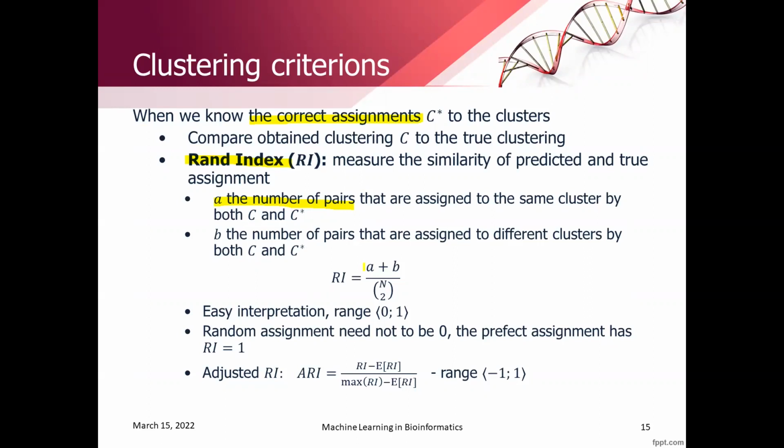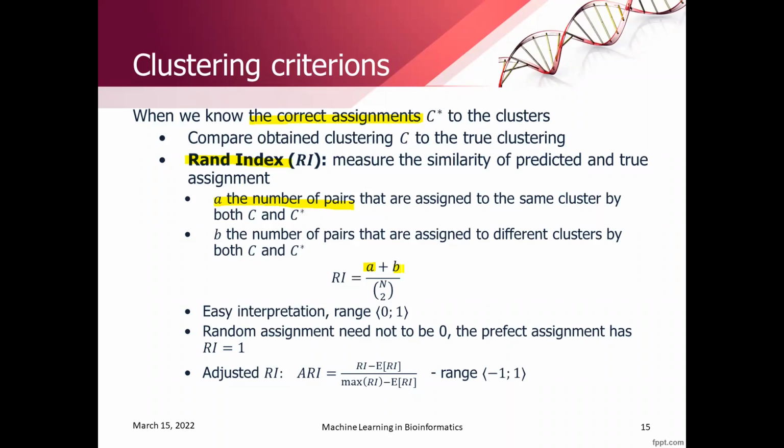And we compute the number of pairs which are assigned to the same cluster in the prediction and also in the true clustering, plus B, and B is the number of pairs which were assigned to different clusters in the predicted clustering and different clusters also in the true clustering. So both such types of pairs are correctly predicted. Correctly predicted that they belong to the same cluster or to different clusters.